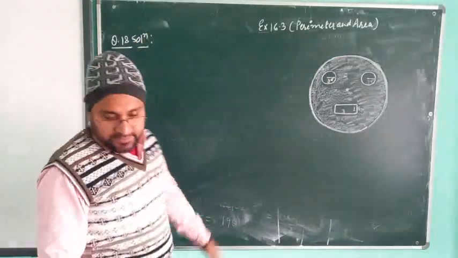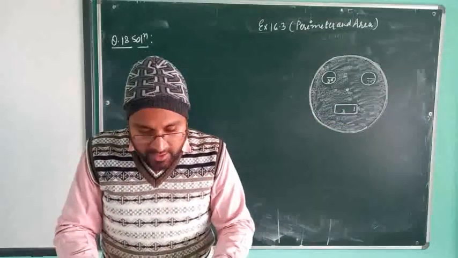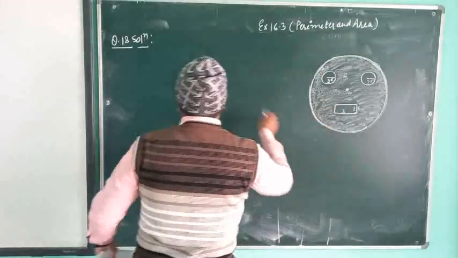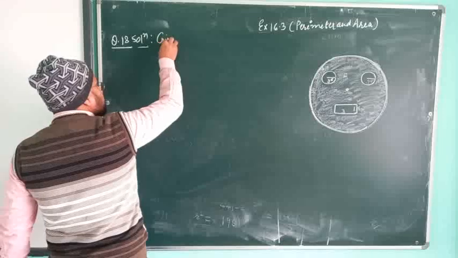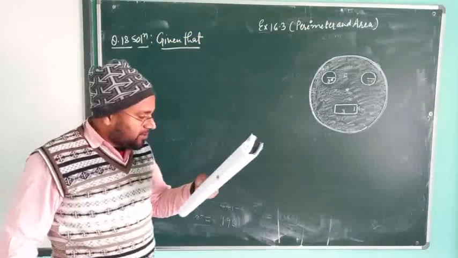Question number 18. This is the figure of question number 18. I am going to read out the question. From a circular card sheet of radius 14 centimeter. This is the circular card given. I can read it, and after that I am going to solve it.